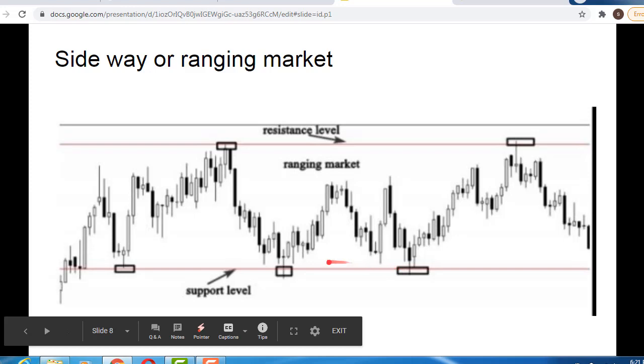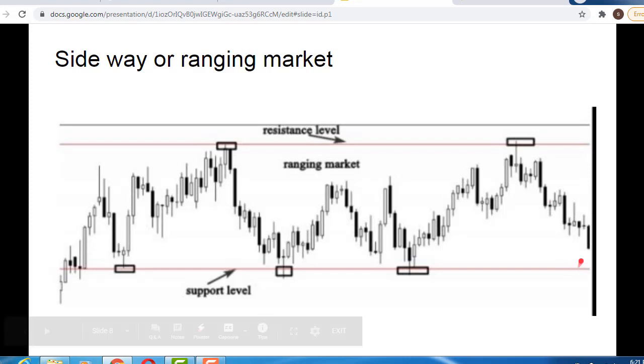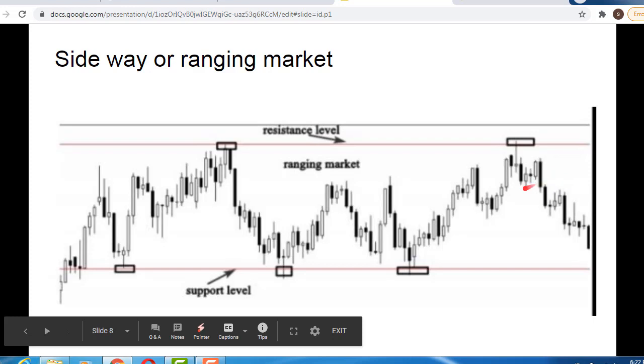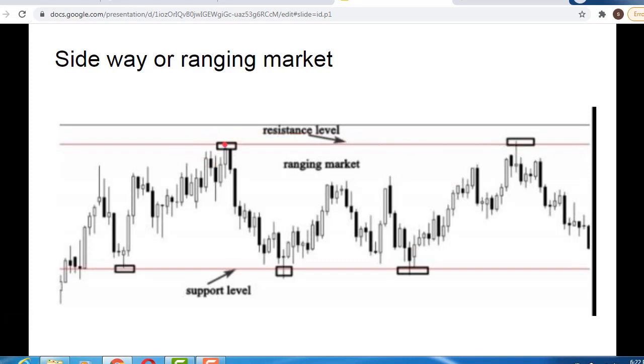Okay, so if this level is being respected 4 times, it means when the market comes back to this level again, it has a high probability of being respected and then going back up. So this is the point where you will buy the market. Why at this point do you buy the market? Because if you look at it, the market has respected this level once and twice.